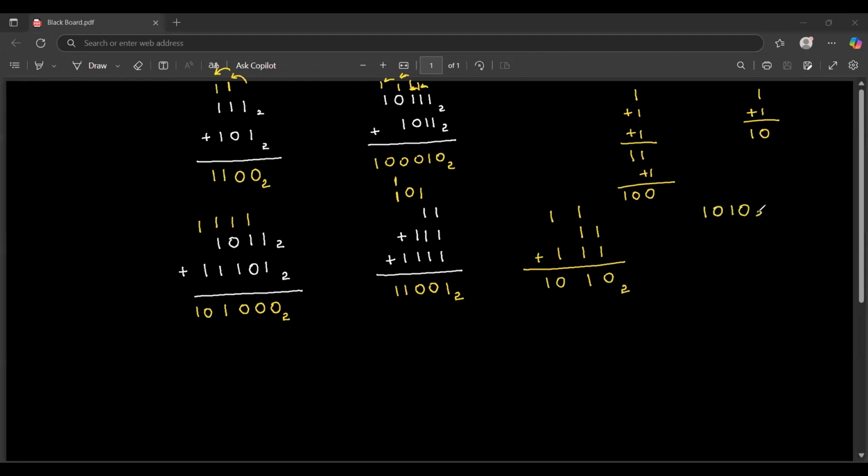1 0 1 0 plus 1 1 1 1 to the base 2. Let me write down the 2's here, so you can understand. Now 0 plus 1 is 1. 1 plus 1 is 1 0, so you will put the 0 here and carry the 1. 1 plus 1 is 1 0. You will put the 1 here. 1 plus 1 plus 1 is 1 1. Either way, you'll get 1 1 0 0 1.